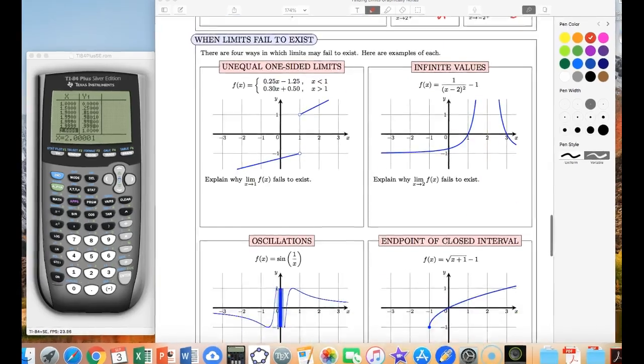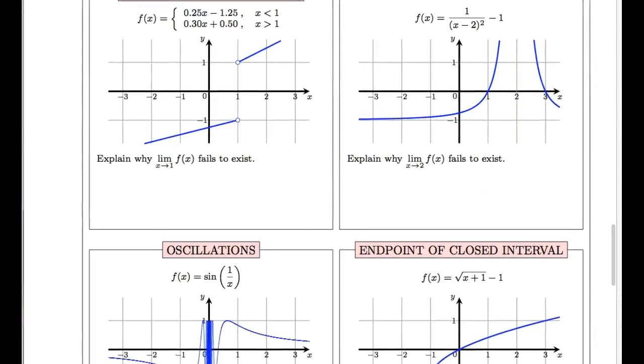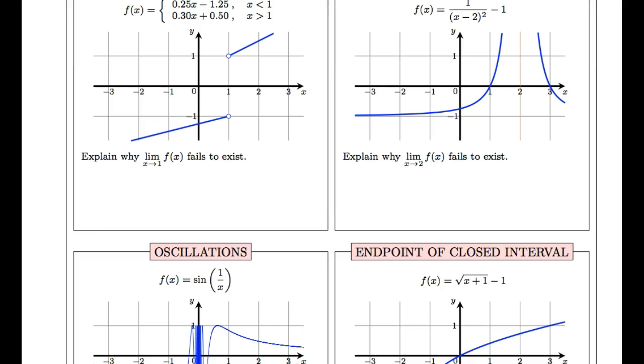Welcome to video 3, and this is the final one. When do limits fail to exist? There's a few different ways that limits fail to exist, and we've already seen one of these: the unequal one-sided limits.